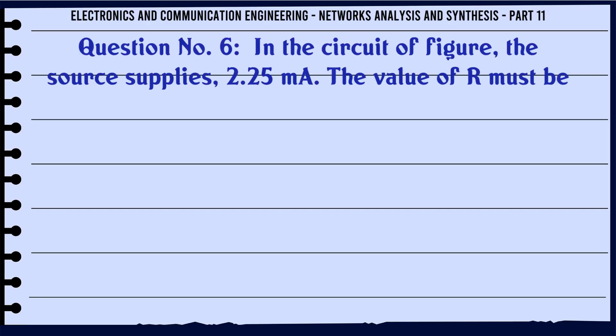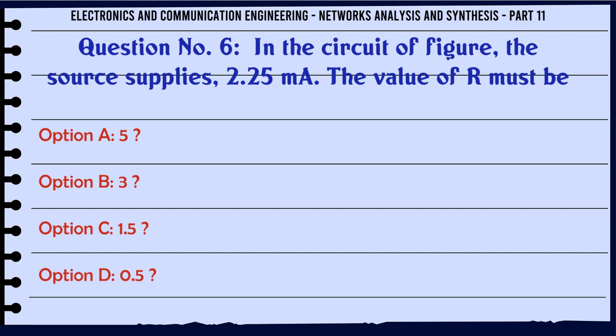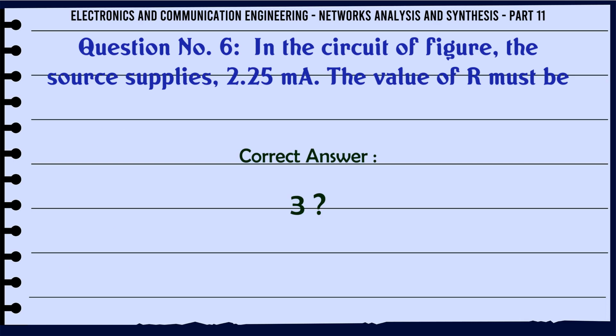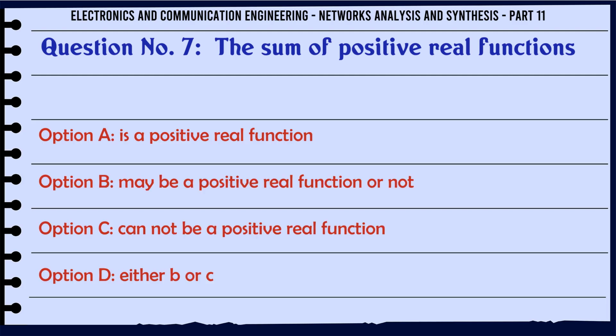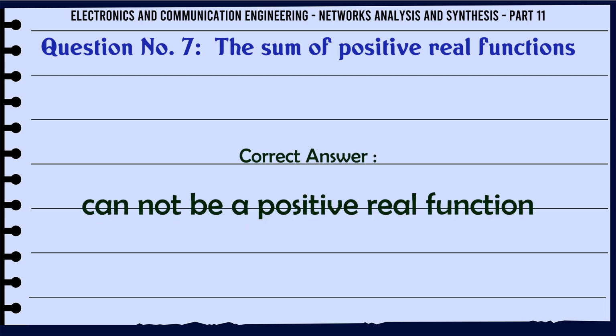In the circuit of the figure, the source supplies 2.25 mA. The value of R must be A 5, B 3, C 1.5, D 0.5. The correct answer is 3. The sum of positive real functions: A is a positive real function, B may be a positive real function or not, C cannot be a positive real function, D either B or C. The correct answer is cannot be a positive real function.